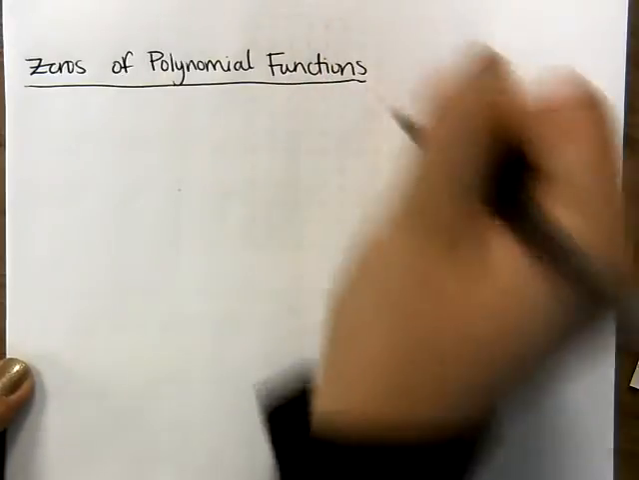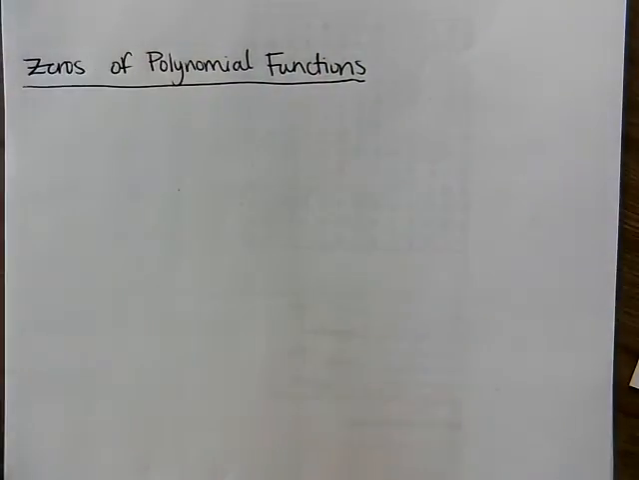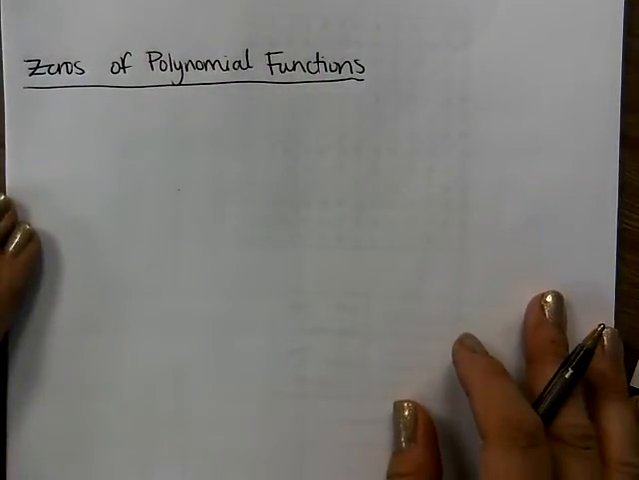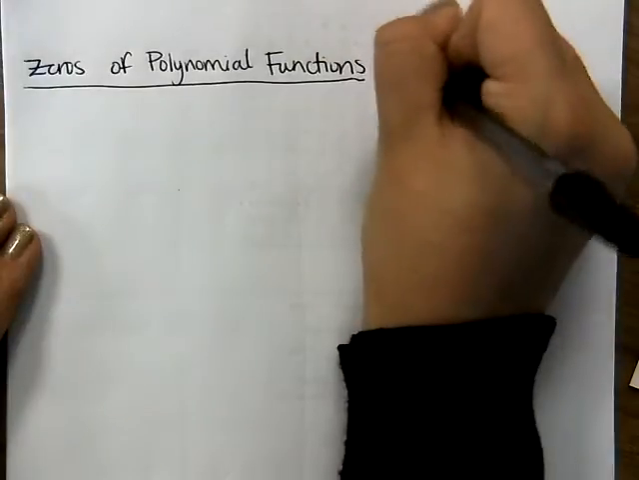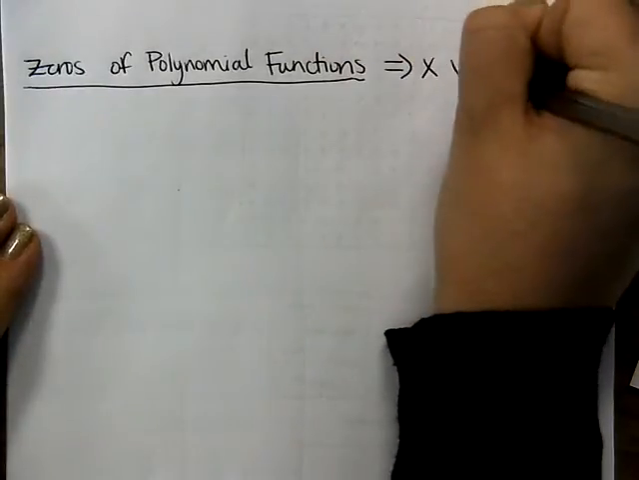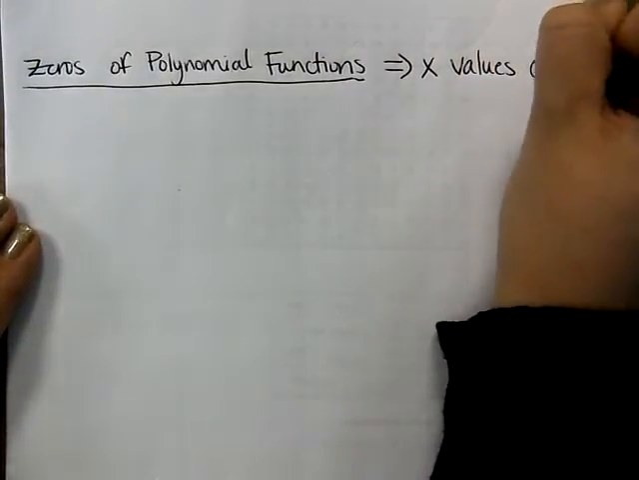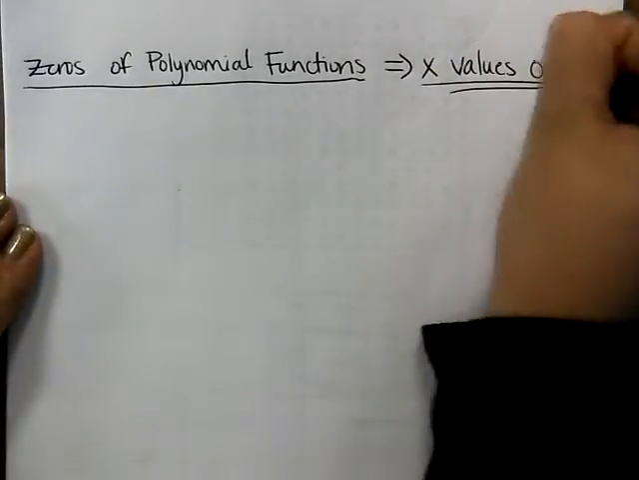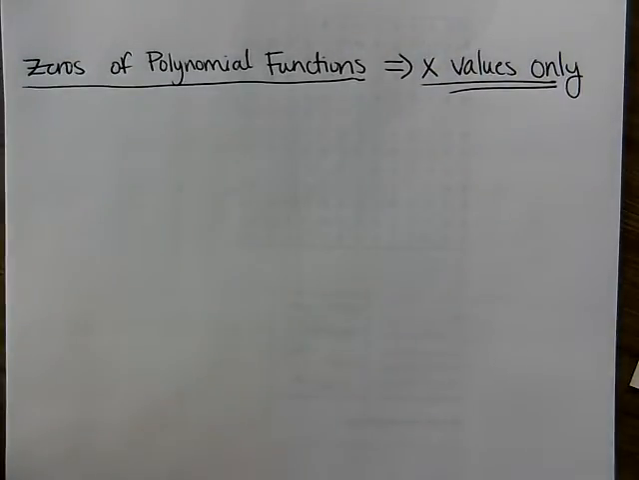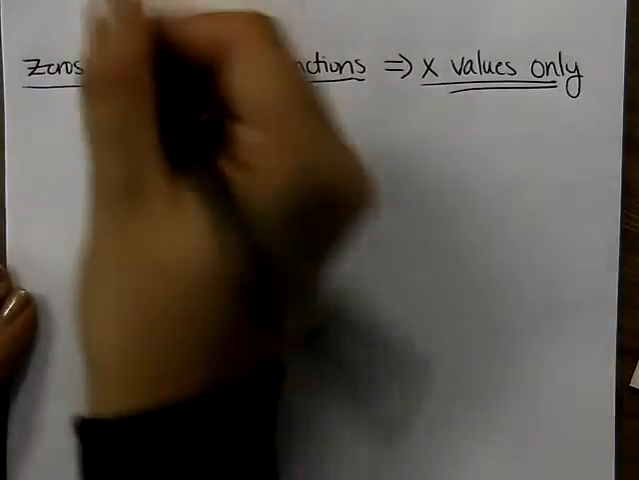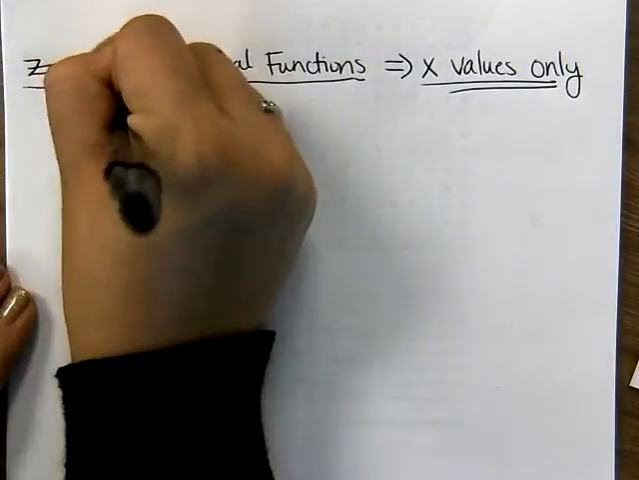Okay, zeros of polynomial functions. Remember, when you're talking about zeros, you're only talking about the x values. So if I ask you for the zeros of the function, I am only asking you for the x. So you say x equals 2, x equals negative 5. You don't write it as an ordered pair.